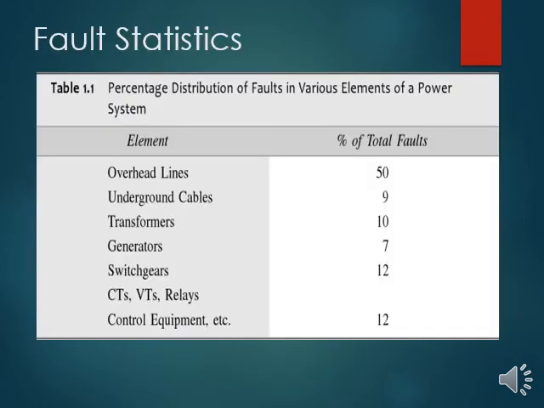Fault statistics. The percentage distribution of faults in various elements of a power system are: overhead lines, underground cables, transformers, generators, switchgears, CT/VT relays, and control equipment. Overhead lines have 50%. It is the highest fault which is taking place in the overhead lines. Transformer has 10, switchgear has 12, control equipment has 12.